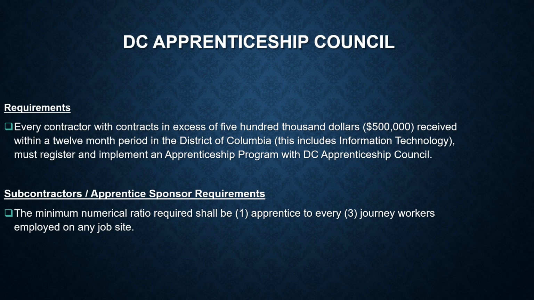So if you do not have a $500,000 contract on this project, however, if you have $300,000 in district contracts and then $200,000 on this project, collectively that is $500,000 in the past 12 months in the District of Columbia, you must register and implement an apprenticeship program. The way to implement that program is to have a minimum of one DC apprentice for every 3 journey workers employed on the project.